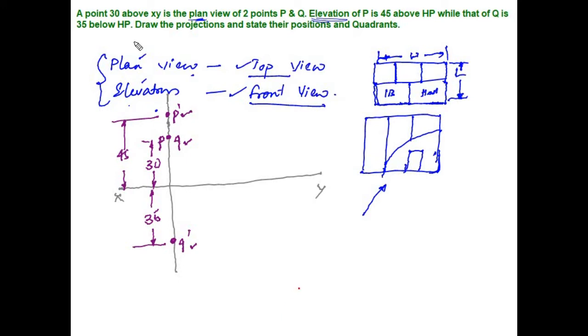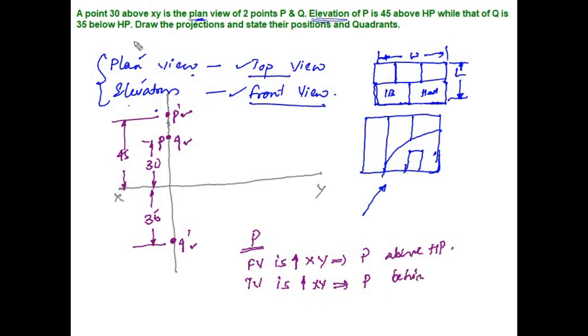Now draw the projections and state their positions and quadrants. We can do this now. First for point P. Front view is above xy line. This implies point P is above horizontal plane. Top view is also above xy line. This implies point P is behind vertical plane. So above HP and behind VP. This is nothing but your second quadrant.